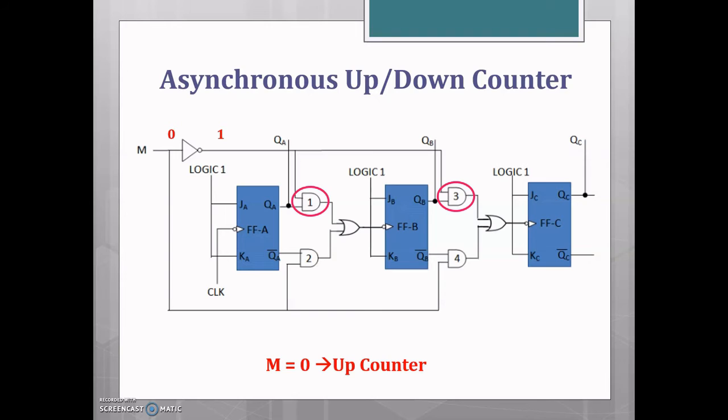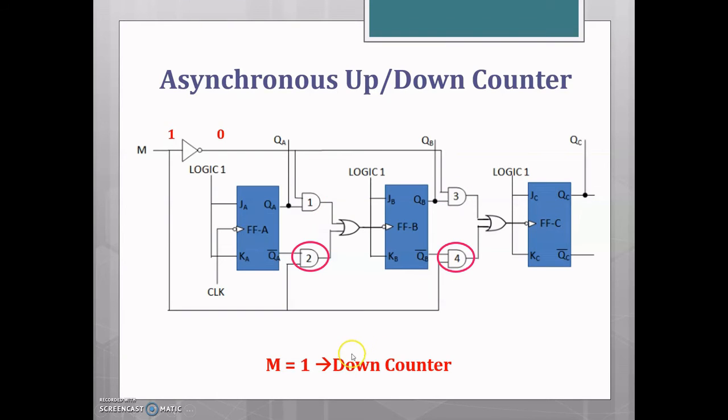So with m equal to 0, it is acting as an up counter. The output of the inverter is equal to 1. So with 1, AND gates 1 and 3 will be active, and AND gates 2 and 4 will be inactive. So QA will be connected to the clock of the next flip-flop. Similarly, QB will be connected to the clock for the next flip-flop. So the circuit acts like an up counter.